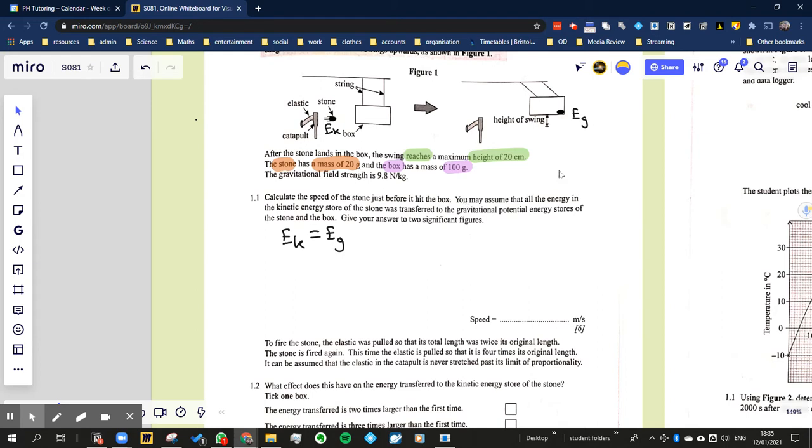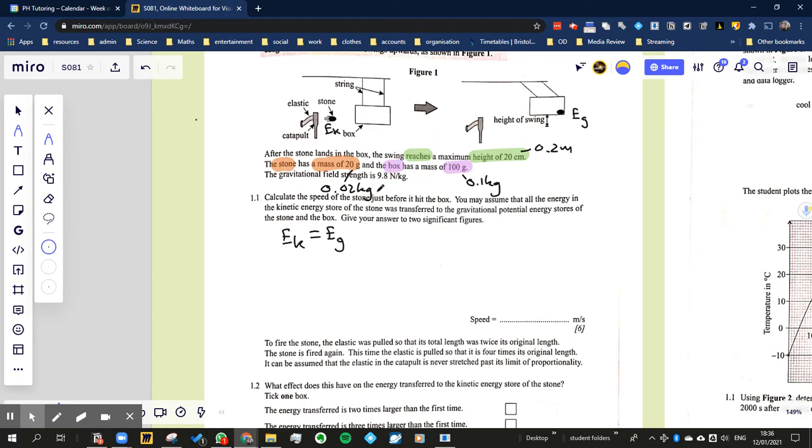Another really nasty trick is that the gravitational energy is going to be the gravitational energy of the box and the rock together. So let's just solve some of these problems so they don't cause us issues later on. 20 centimeters is 0.2 meters. 100 grams is 0.1 kilograms, and 20 grams is 0.02 kilograms.